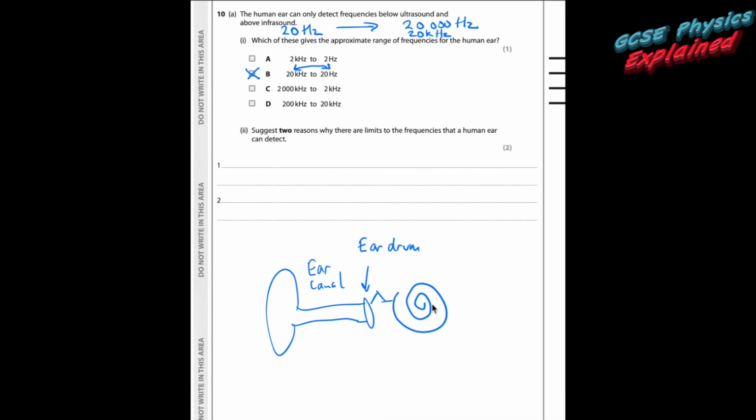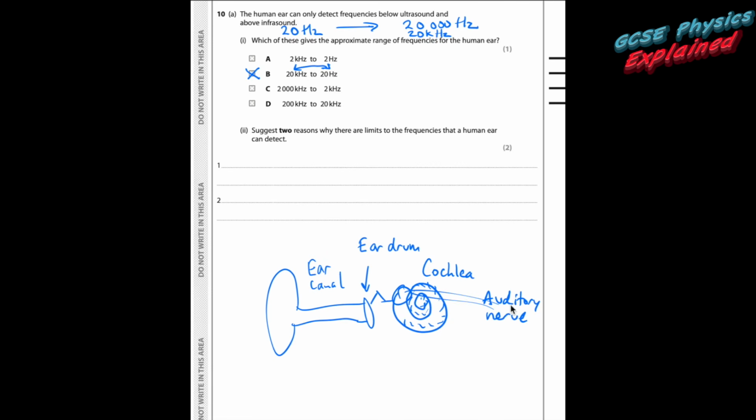Part 2. Suggest 2 reasons why there are limits to the frequencies that a human ear can detect. So basically there's the lug, and then there's your ear canal. You've got a little eardrum there, which is a thin membrane. Then you've got 3 little bones, the hammer, the anvil and the stirrup. And then you've got a snail-like structure, which is your cochlea, and that's full of little hairs that vibrate and send a signal down the auditory nerve.